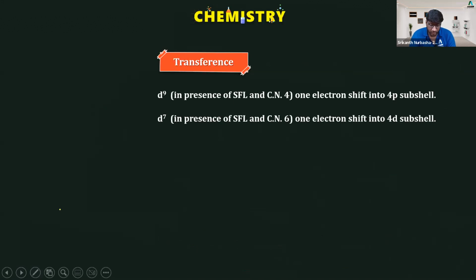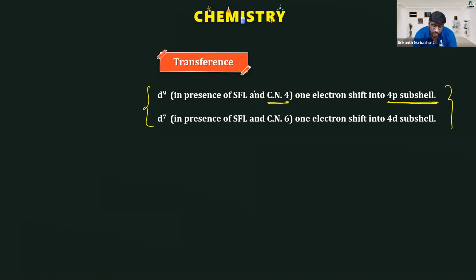Transference of electrons. Whenever we have d9 configuration, in the presence of strong field ligand and coordination number 4, one electron shifts into the 4p subshell. Write down this first. The electrons are going to be transferred when d9 configuration, in the presence of strong field ligand and coordination number 4, one electron shifts into the 4p subshell.